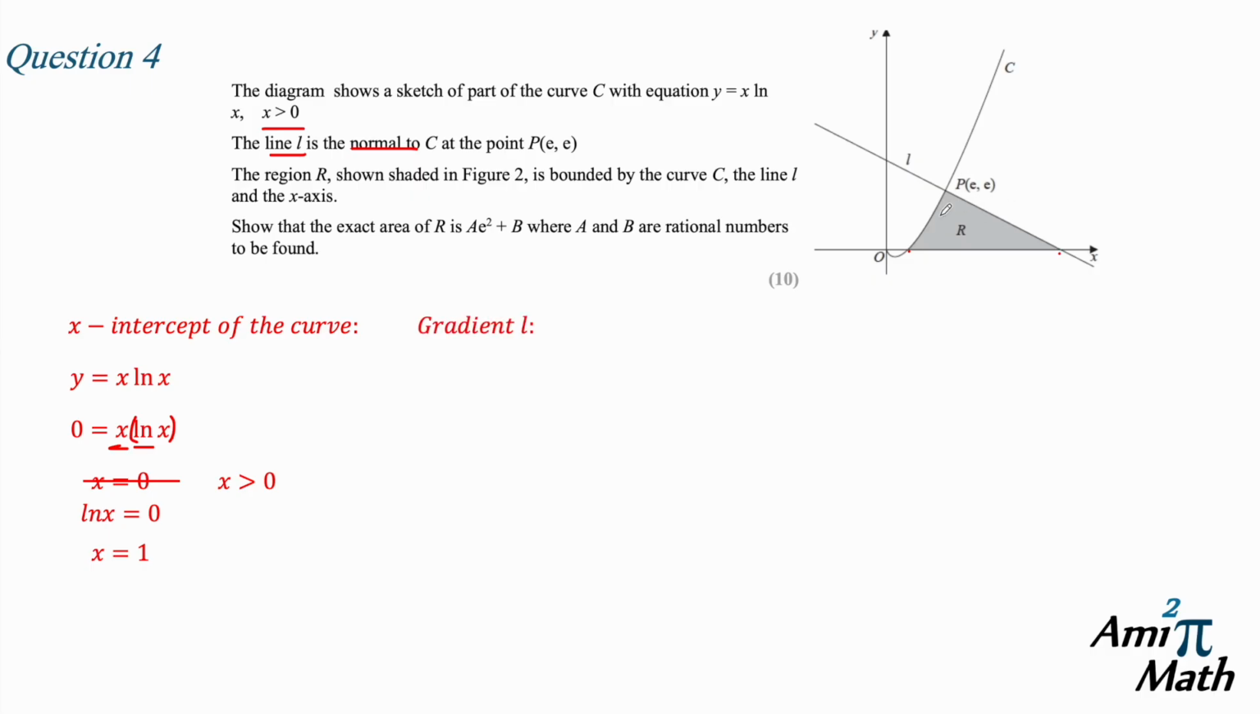Okay, so gradient of L, we're going to find this by first working out the gradient of C at P, e. So y equals x ln x, and then dy over dx equals ln x plus 1.